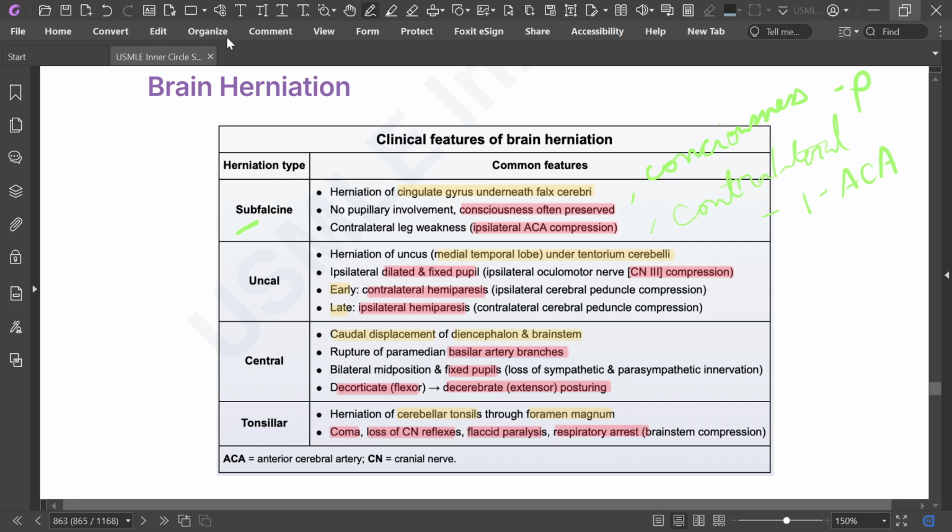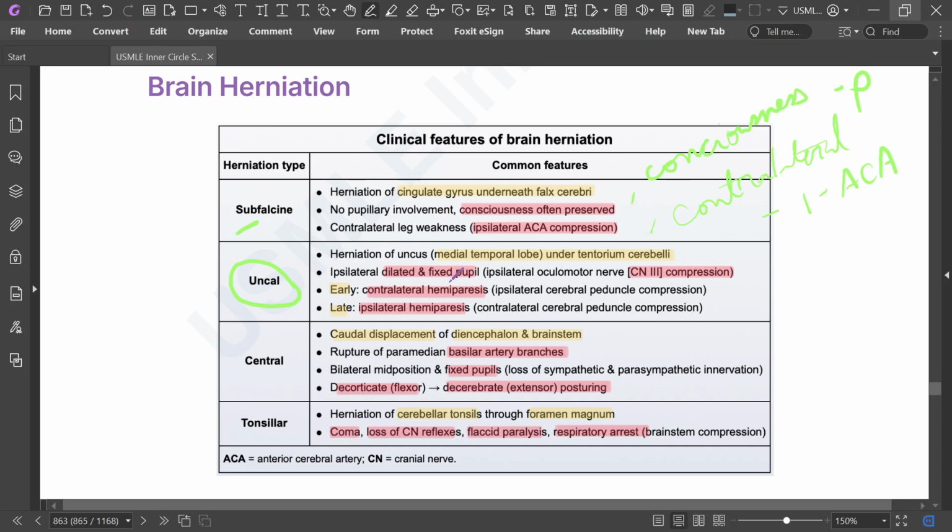Okay, now uncal herniation. Herniation of the uncus. What is the uncus? It is the medial temporal lobe. Herniation of the uncus under the tentorium cerebelli.